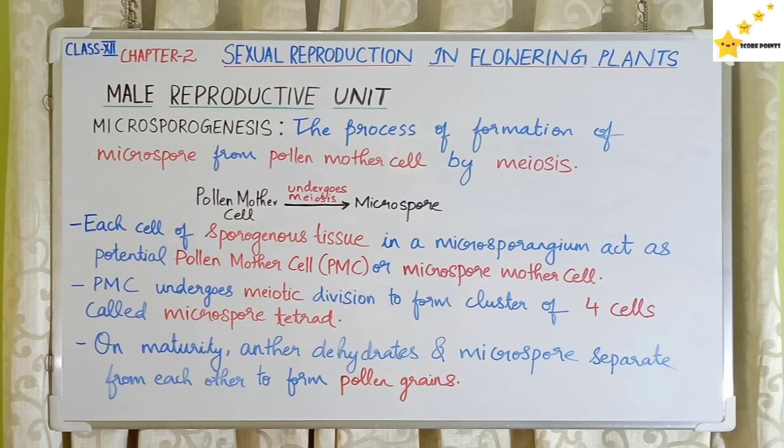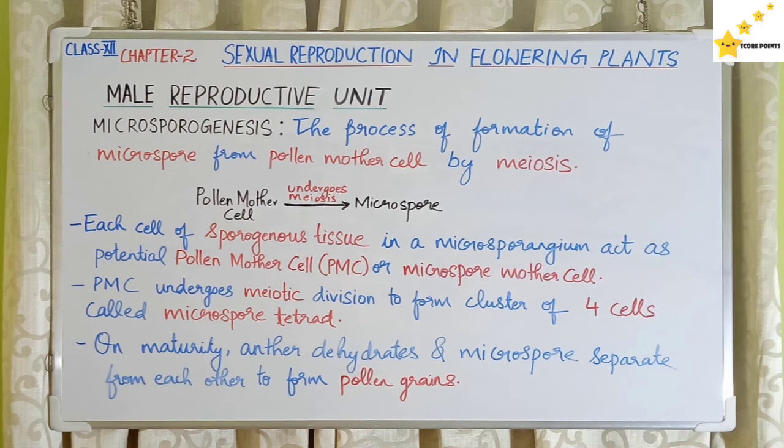Now we can learn how the microspores, or pollen grains, are produced from the microsporangium. It's through microsporogenesis, the process of formation of microspores from pollen mother cells by meiosis. We have seen in our previous videos that the term genesis means formation. Microspores are formed from microsporangium. Pollen mother cells will undergo meiosis and form microspores.